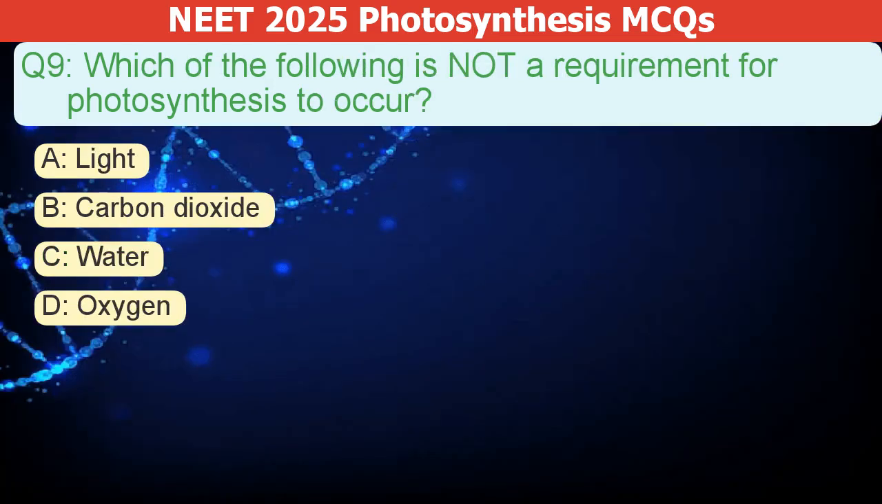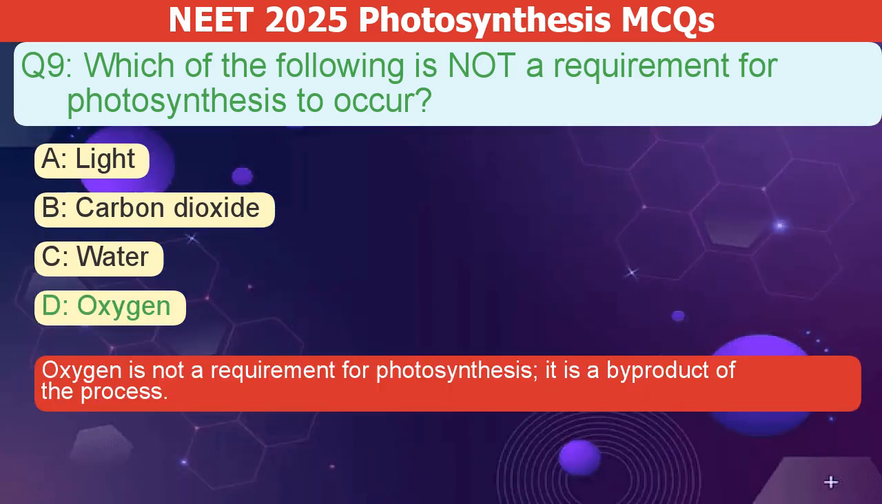Which of the following is not a requirement for photosynthesis? A. Light. B. Carbon dioxide. C. Water. D. Oxygen. The correct answer is D. Oxygen is not a requirement for photosynthesis. It is a byproduct of the process.